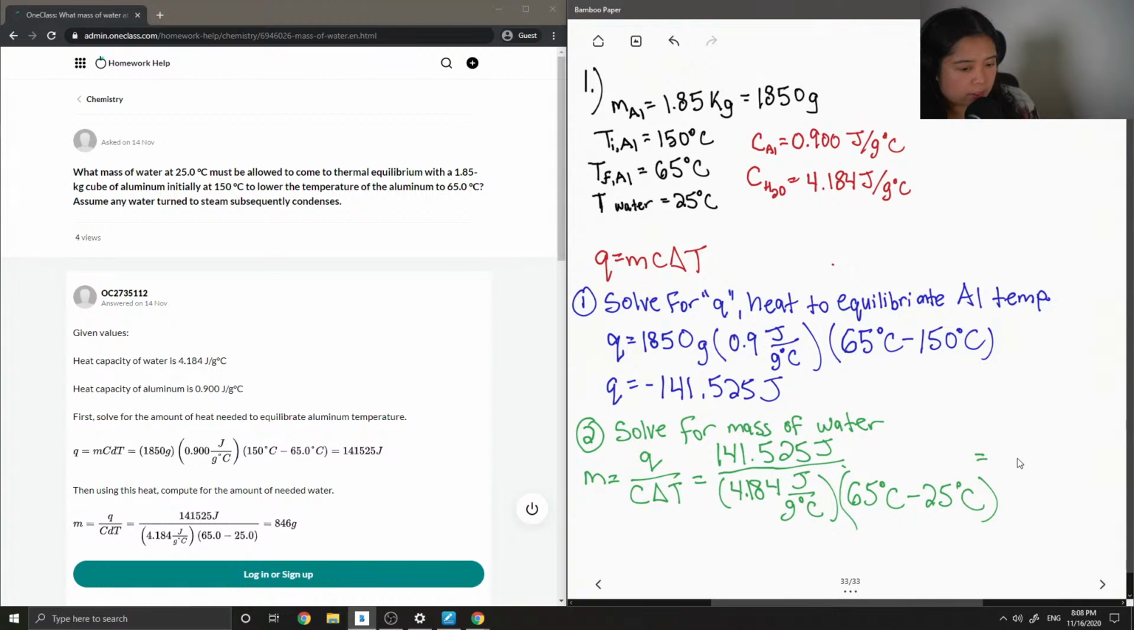So this gives us a mass of water of 845.6 grams. Or if we wanted to express this in kilograms, it would be 0.846 kilograms.